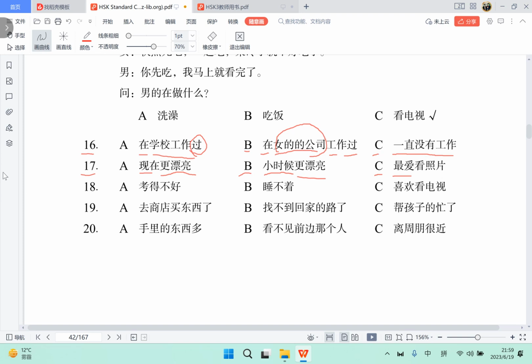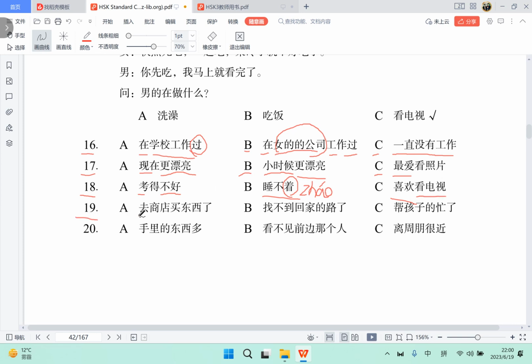And C 最爱看照片，so her favorite thing is to watch the photos。And 第18考得不好，so the examination is not that good。睡不着 can't fall asleep. So 着 and here is don't pronounce as 着 but 着 normally is a result complement. So 睡不着 can't fall asleep. Can't sleep.